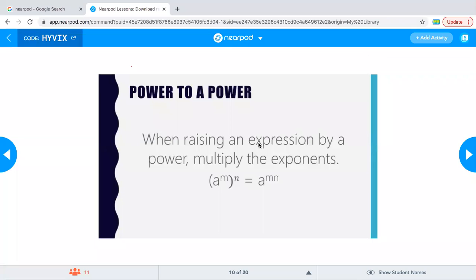It says, when I raise something to a power, I multiply the exponent. So let's say I had x to the power of 4, all raised to the power of 3.